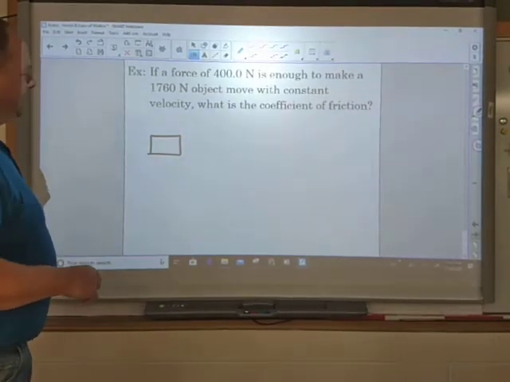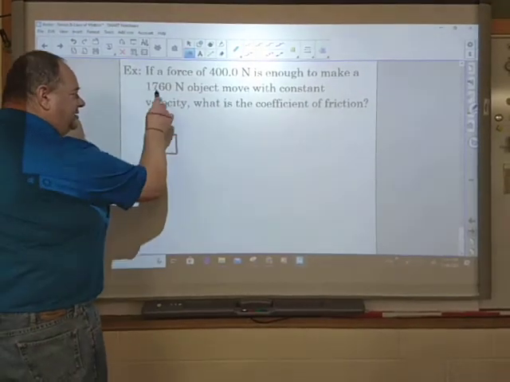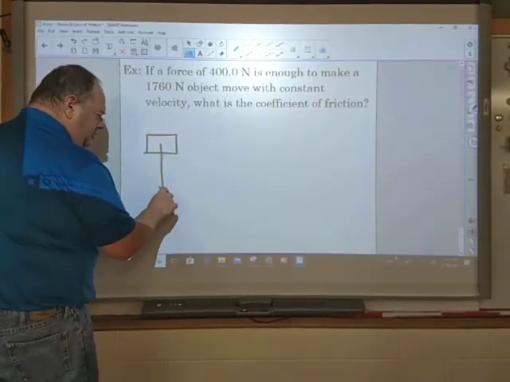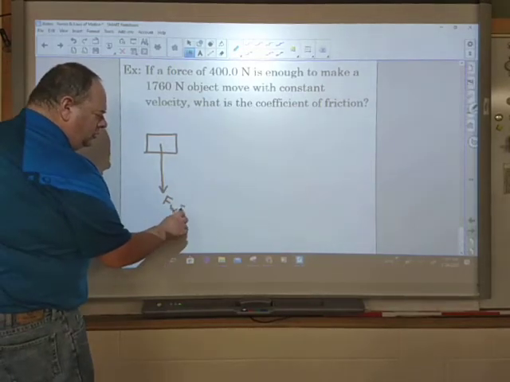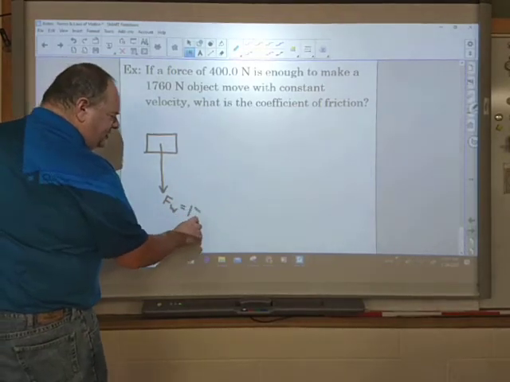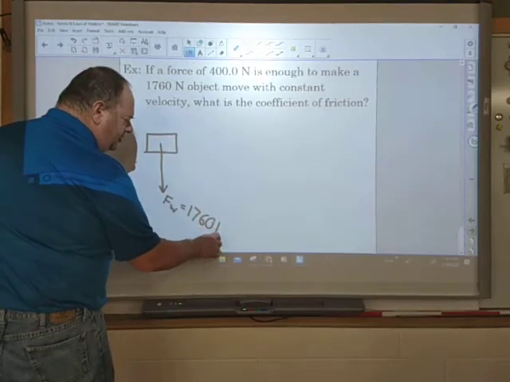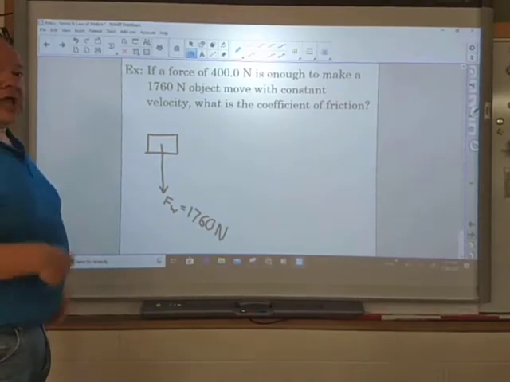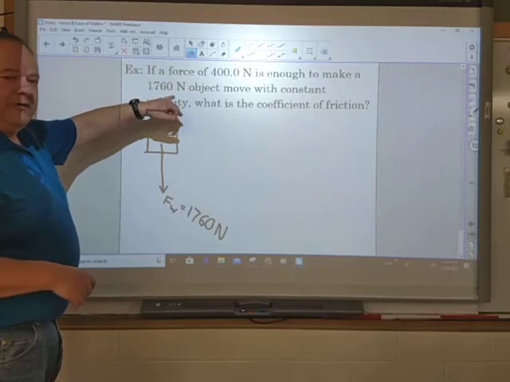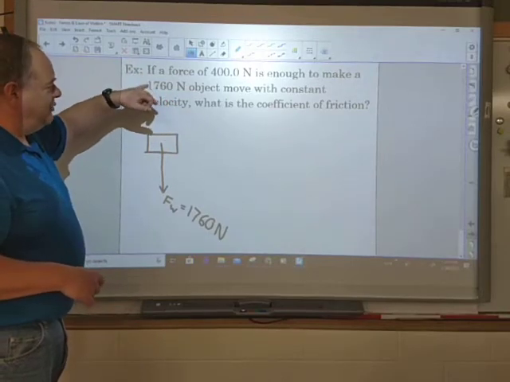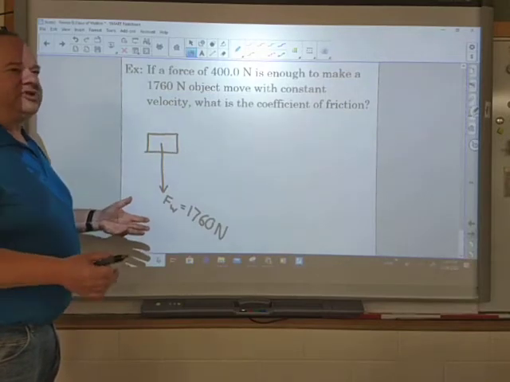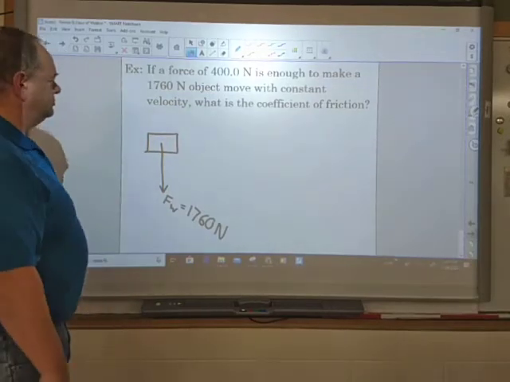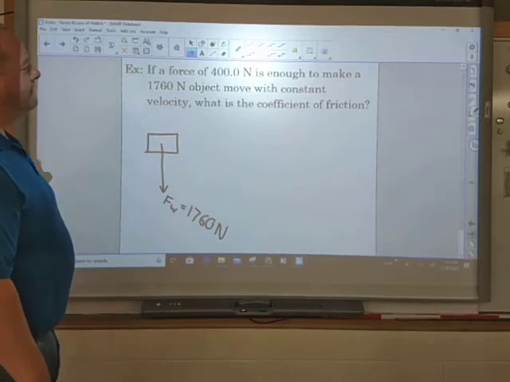What do we know about the object? It has a weight. I'm going to call this FW. And the weight is 1,760 newtons. Okay, I know that, and I can infer it from the problem because it says a 1,760 newton object, and I know newton is a unit of force. Well, what force is an object like? Its weight.